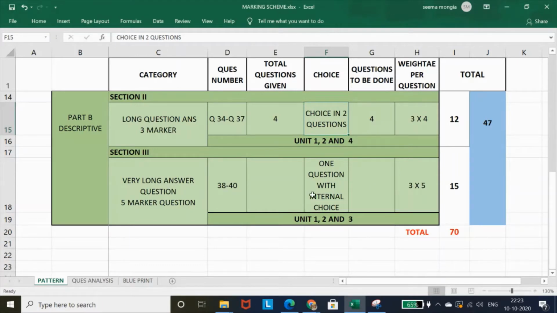But out of these three questions, one question will be having an internal choice. That means there will be a choice given to you whether you can do part 1 or part 2. But the remaining two questions will have no choice. But overall, this is an internal choice. Otherwise, question number 38, 39, and 40, all you have to attempt. So this comes out as 15.